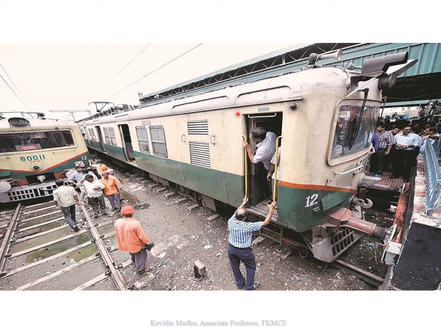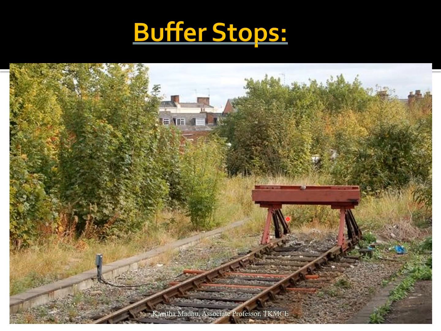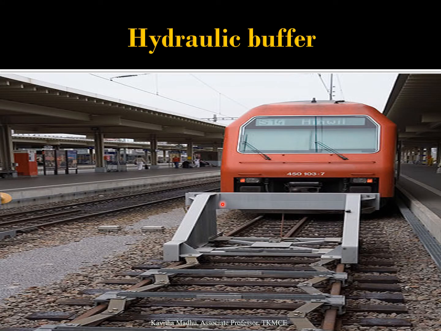So there are different types of buffers depending on how they work. A buffer stop or a bumper is a device that is provided to prevent the railway vehicles from going past the end of a physical section of the track. This is a timber buffer stop. This one is the hydraulic buffer stop. The hydraulic buffers are used to slow the impact, and if they do not function, the train will overshoot into the platform. So the main function of this hydraulic buffer is to slow down the train.